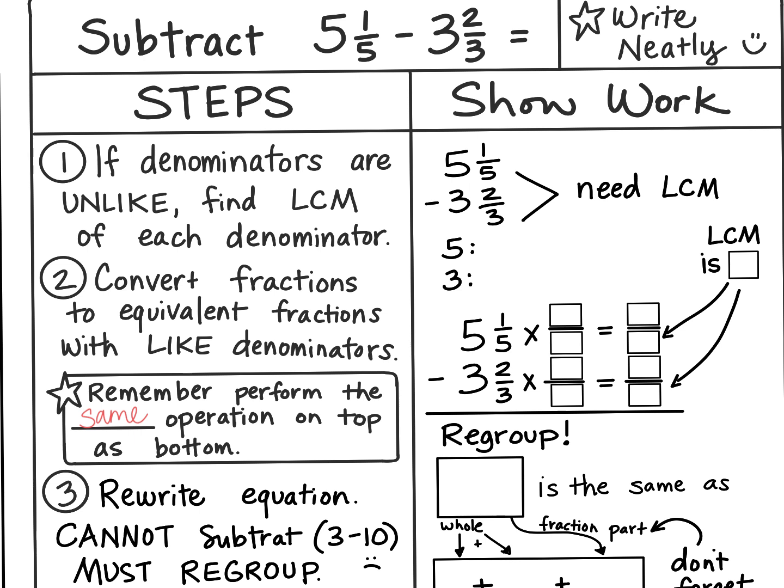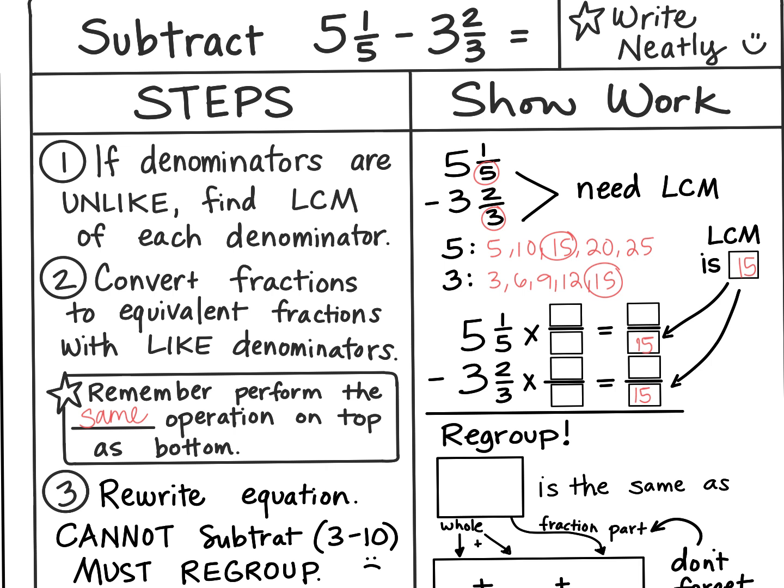I mean that if I'm figuring out my LCM of these two denominators, 5 and 3, I want to make sure that whenever I'm rewriting my fractions with 15 on the bottom as my new denominator, I am multiplying the numerator and denominator both by the same number to get that 15.